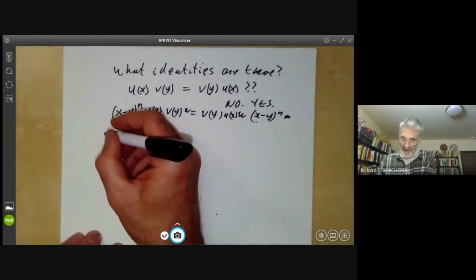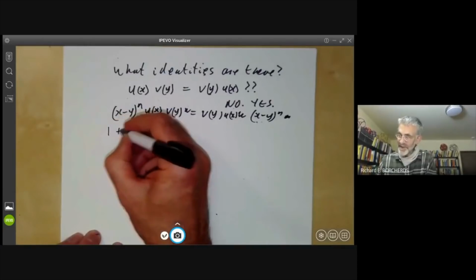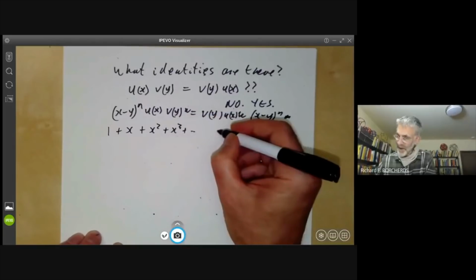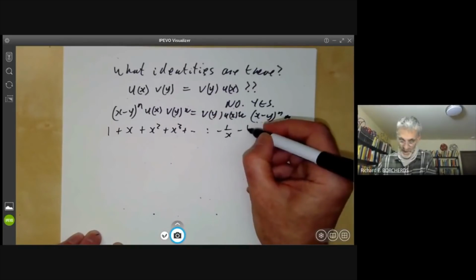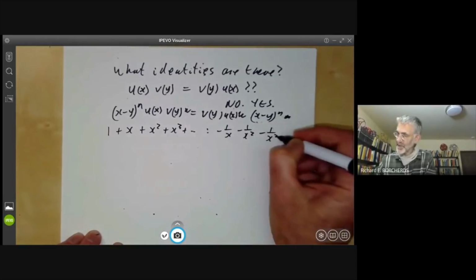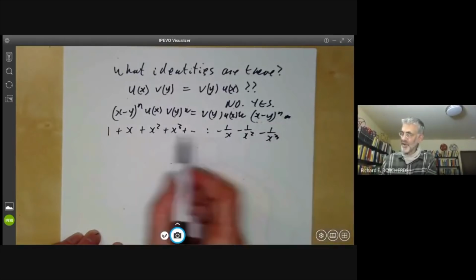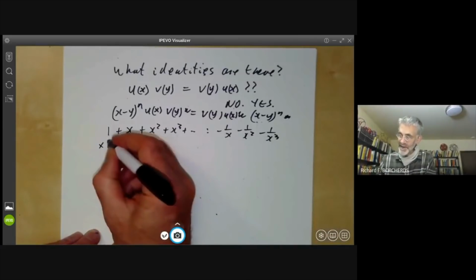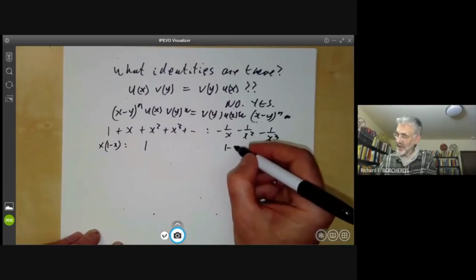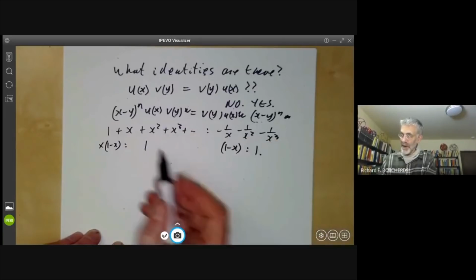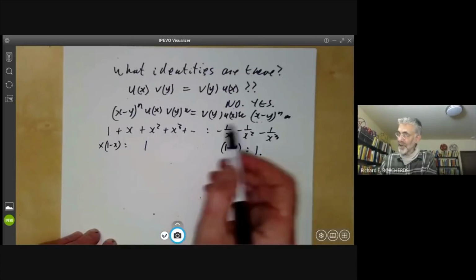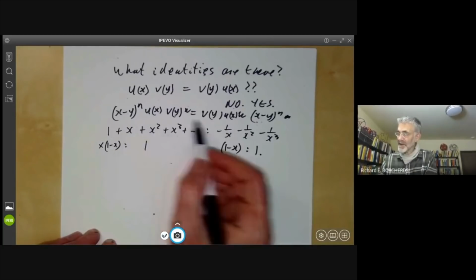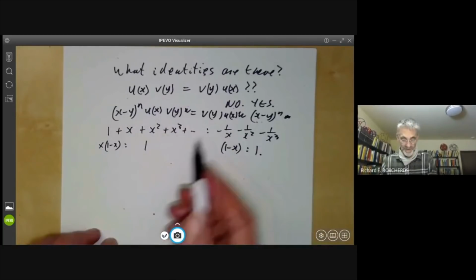Well, let me give a simple example of this. If you take the power series 1 plus x plus x squared plus x cubed, and so on, and compare it with minus 1 over x, minus 1 over x squared, minus 1 over x cubed, you might say these are quite different. The coefficients are obviously not the same. However, if you multiply this by 1 minus x, it just becomes 1. And if you multiply this by 1 minus x, it becomes 1. So these different formal power series become the same if you multiply them by 1 minus x. So something similar but more complicated is going on here.